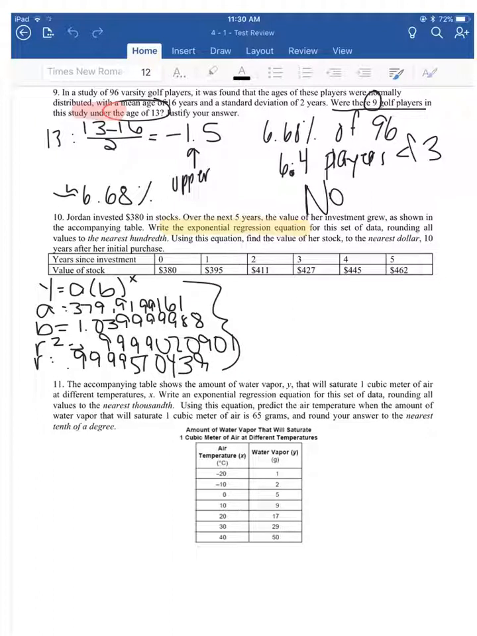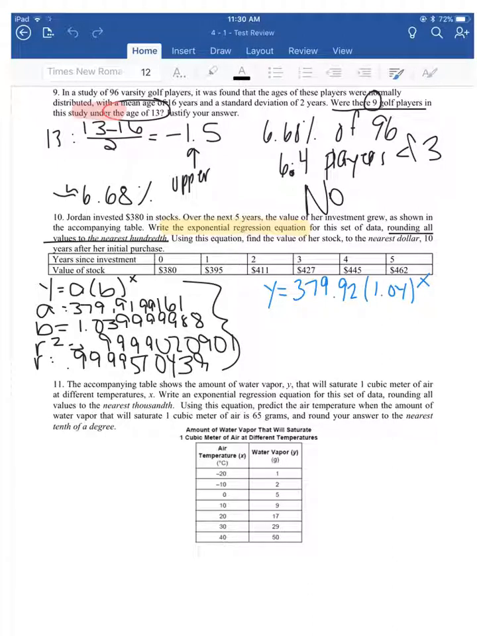Okay, you didn't actually answer any questions yet. You have to plug everything in. So this says rounding all values to the nearest hundredth. So my answer, I'll put my answer in blue. My answer is going to be y equals 379.92 times 1.04 raised to the power of x.